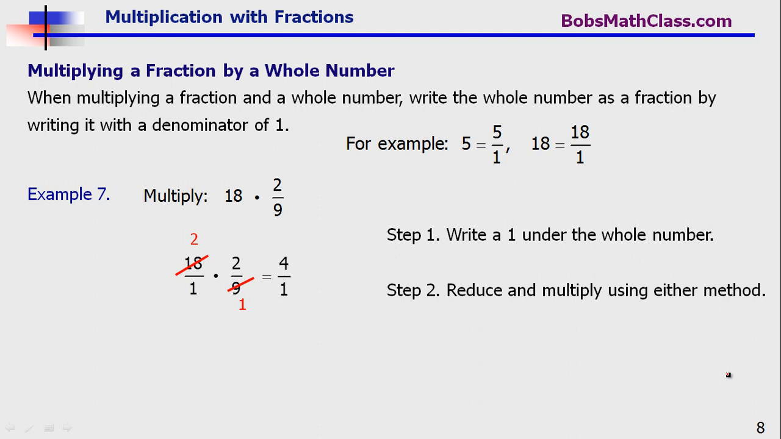Now we can multiply across. And any number over 1 is written as the same number. So don't stop at 4 over 1. It's equal to 4. Any number divided by 1 is itself. So that's the most simplified form of 4.